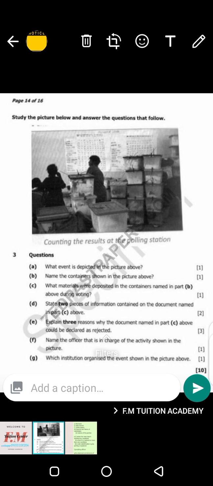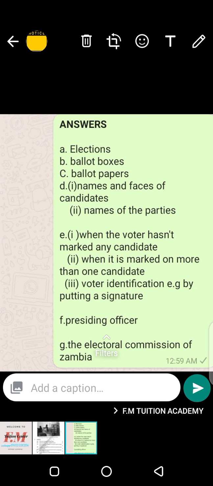So let's look at question 1. What event is depicted in the picture above? What does this picture talk about? What happens at the polling station? Elections. So the answer for question A is that this picture shows elections. When you go to the next page, you find that answer A is actually elections. You can see it there.